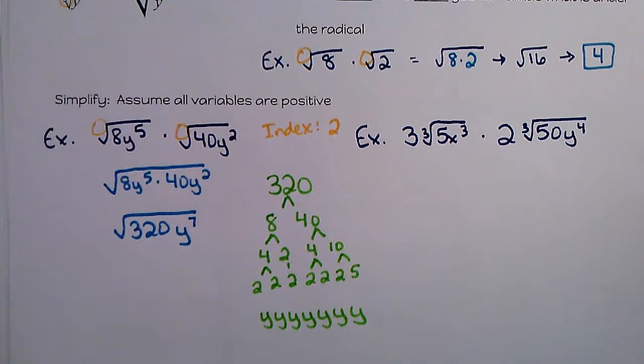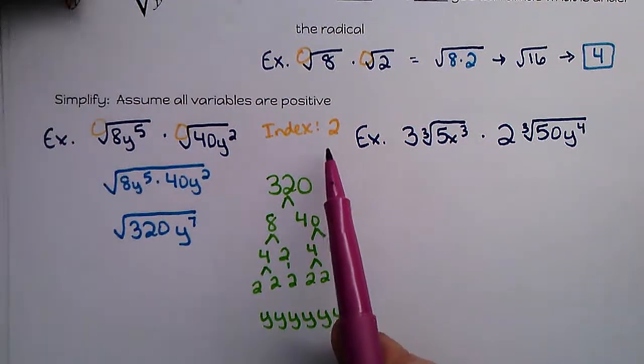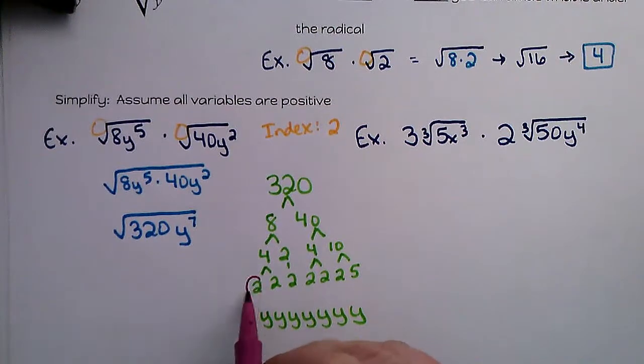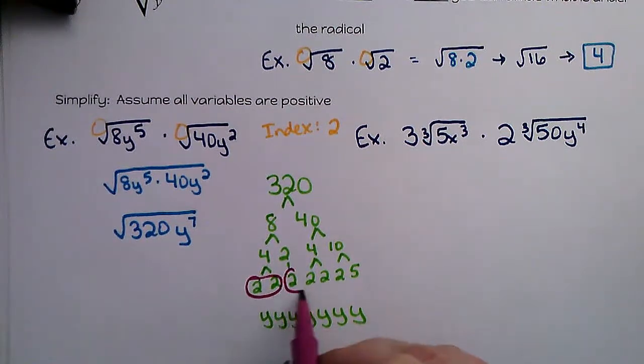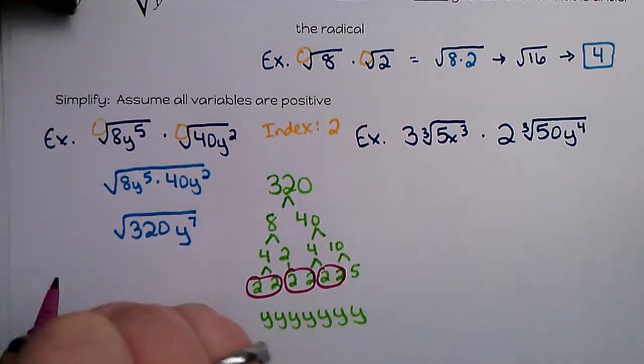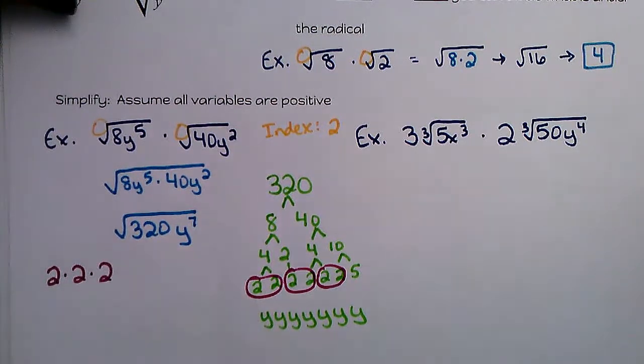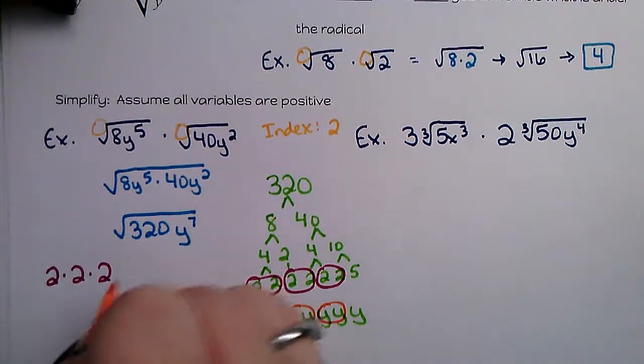So how many are we looking for in a group? Hopefully you remember that the index tells us how many we're looking for in a group. So I'm looking for 2 of the same kind. So there's 2 of the same kind, another 2 of the same kind, another 2 of the same kind. So for each circle, I write the number that's in the circle one time on the outside of my radical. Then down here, same thing, I circle, I circle, I circle. So I have 3 groups of y's.